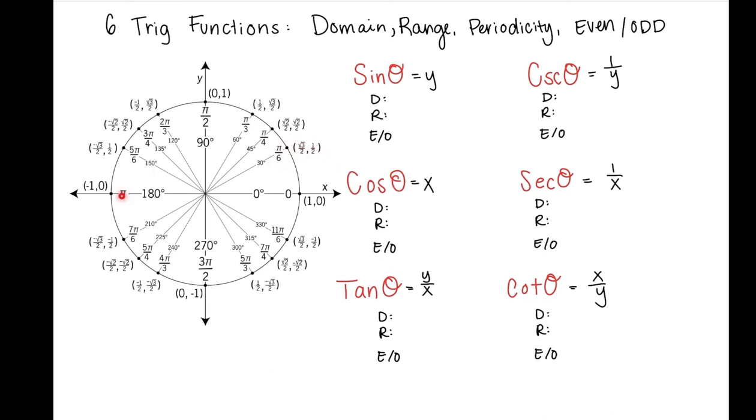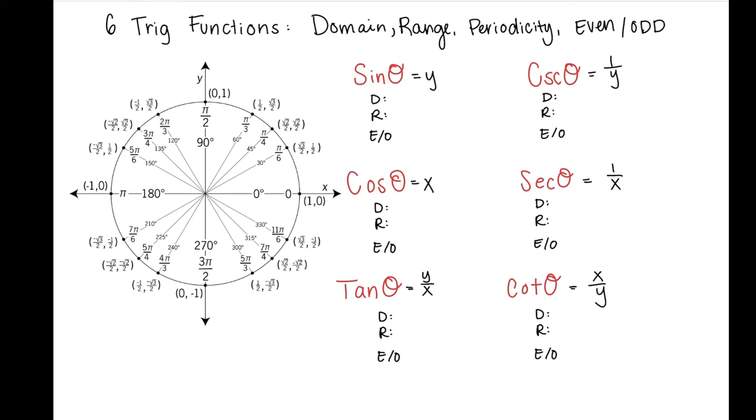It doesn't double because I went once around the circle. No, we keep repeating these values over and over again for every rotation of 2 pi around the circle. So when we talk about periodicity, that's what we're talking about. How often does this pattern repeat itself?